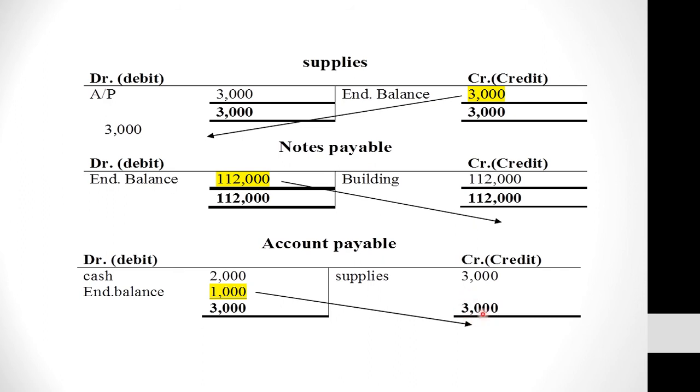We say that 3,000 minus 3,000, the result is 0, so no balance here. But 3,000 minus 2,000, the difference equals 1,000, so the balance equals 1,000. Then we drag it to the credit side because the credit side is the one greater than the debit side by 1,000, so the balance here will be 1,000 credit.